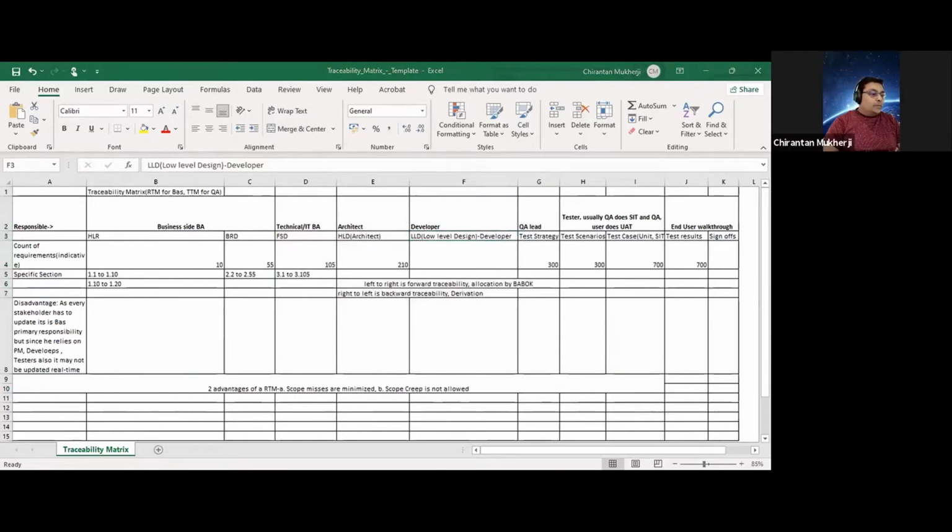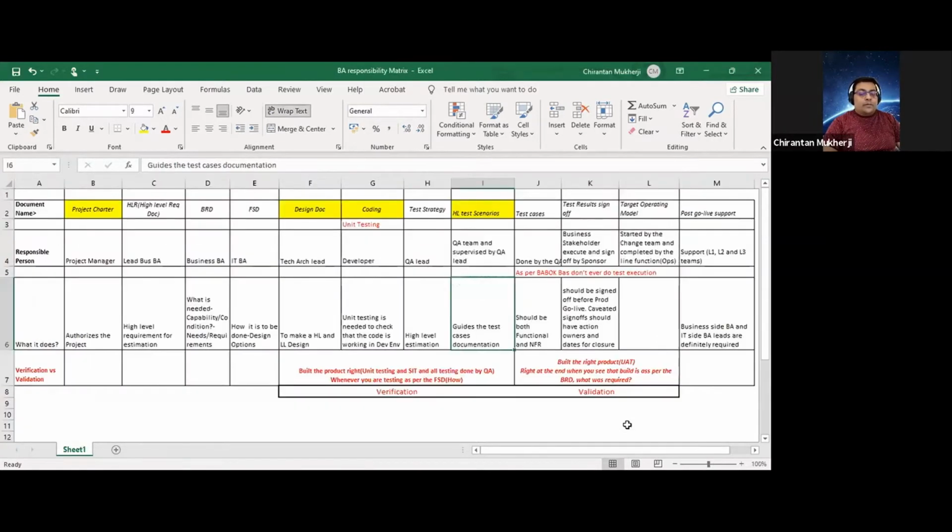And then this document is there on Trello, and this BA responsibility matrix you can also use as your traceability matrix. So let me just show this one. Yeah, this one also you can use. So it should come up on your screen. Both are there on Trello. Whichever you want to use for traceability purposes, you can use that.